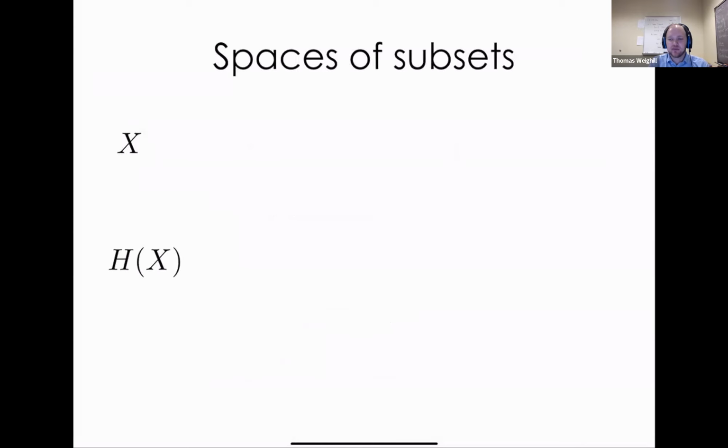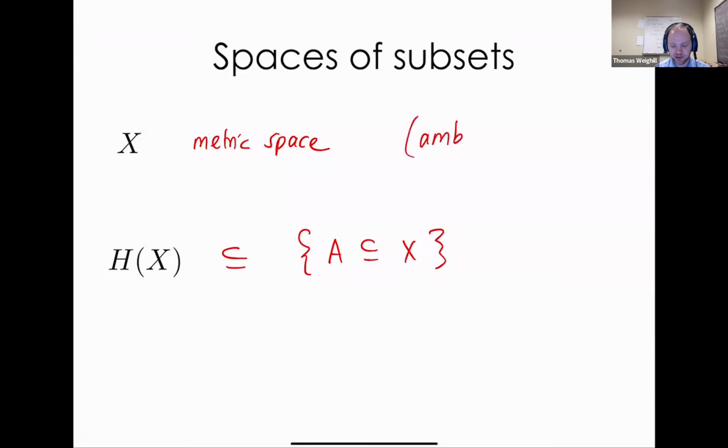So the basic context that we wanted to understand for this work was a very simple setup. We have a metric space, X, and sometimes there'll have to be some extra restrictions on this X, but most of the time it's just a metric space, nothing particularly going on. And H of X is some subset of the set of all subsets of that space. So I'll talk a little bit later about what the metric here is, what the geometry here is, but the basic idea is, how do we understand the space of all subsets of an ambient metric space? So I'll sometimes refer to this as the ambient metric space.